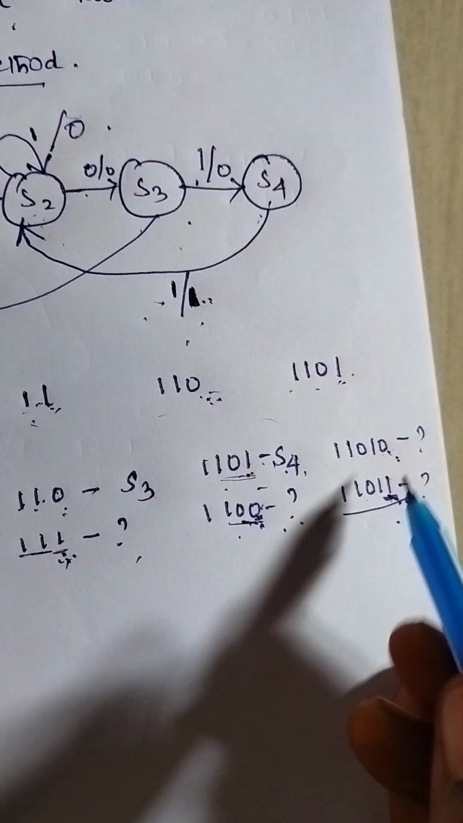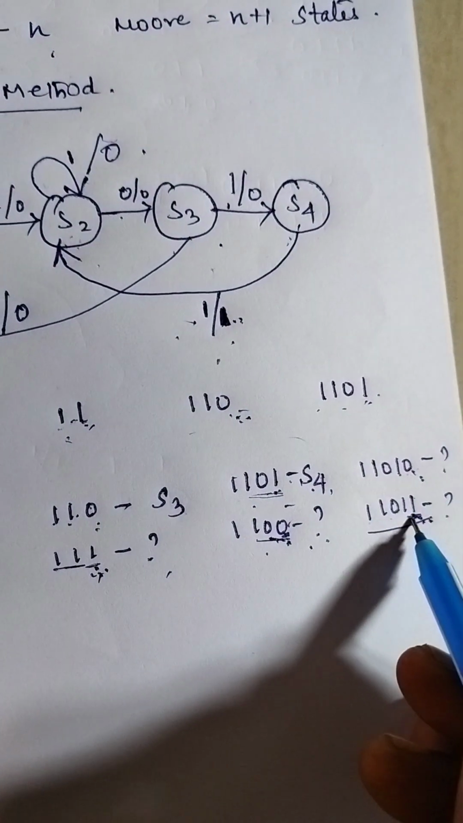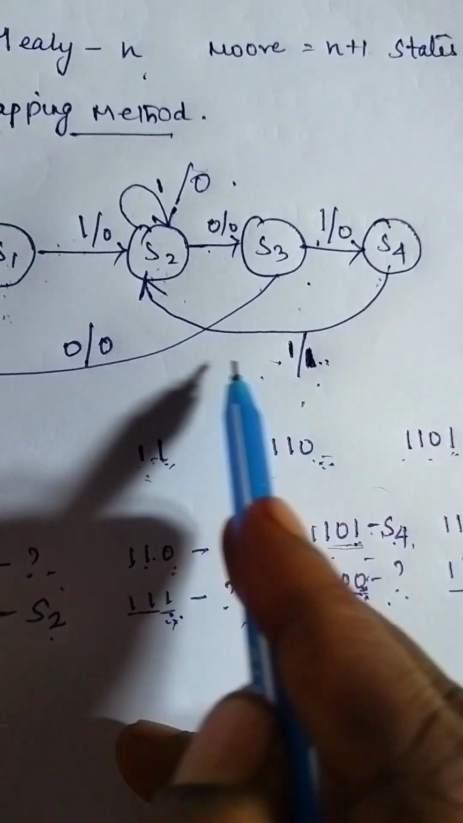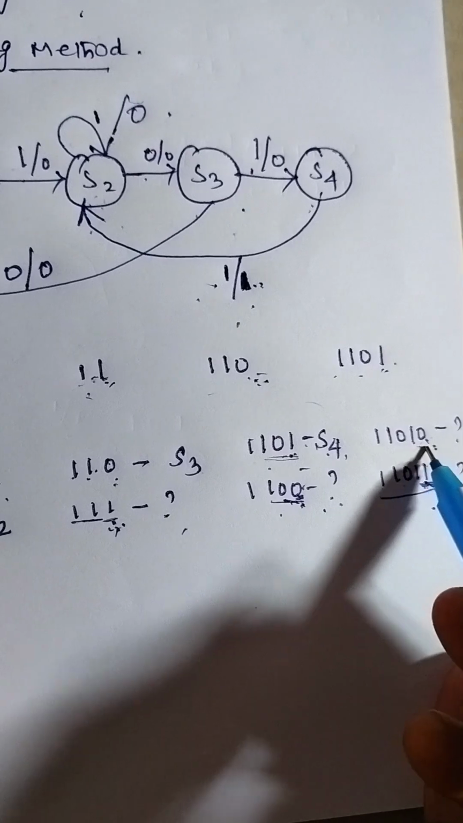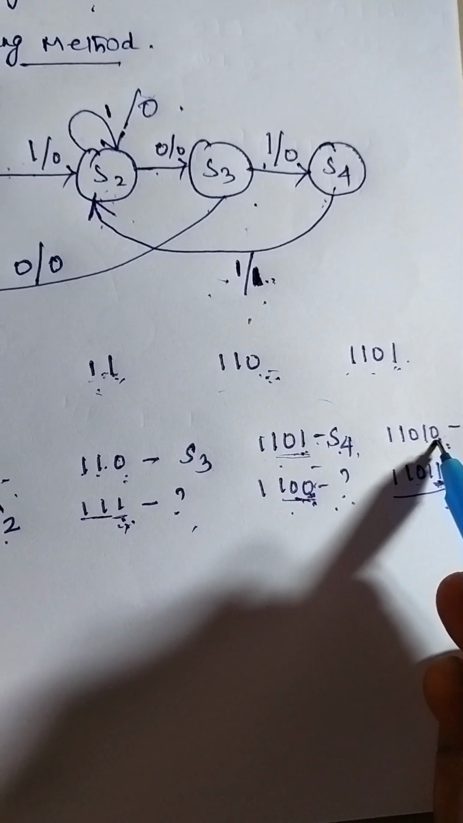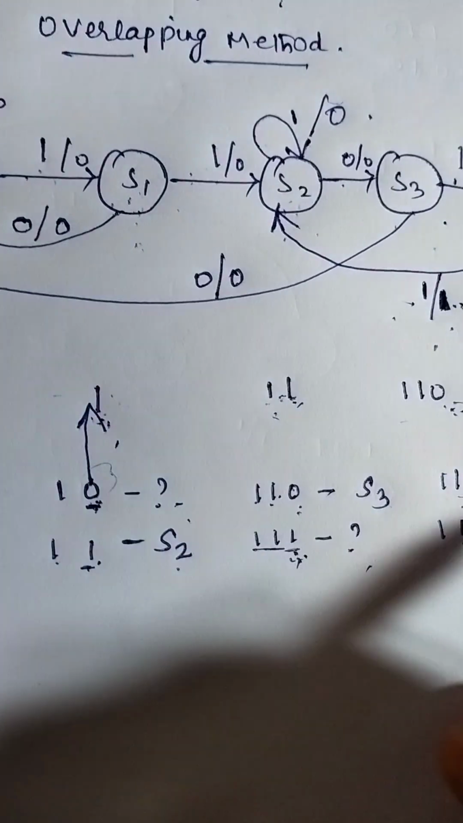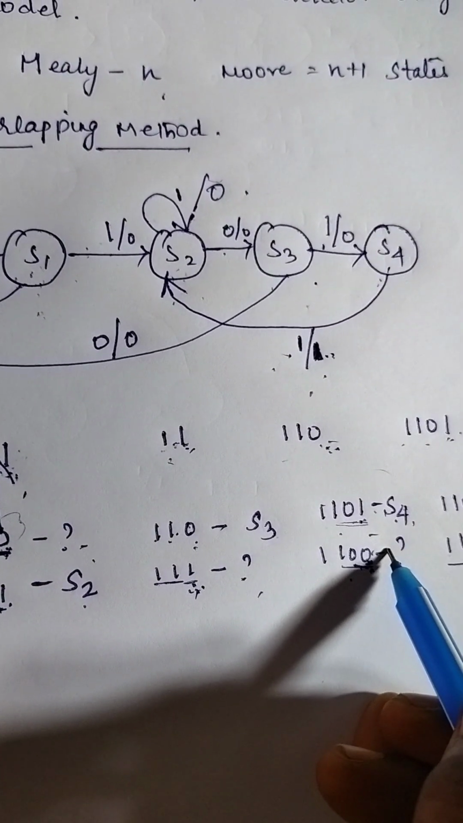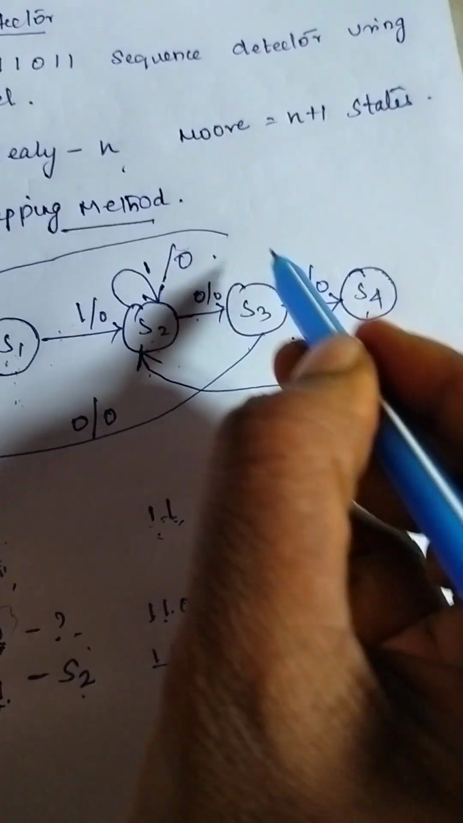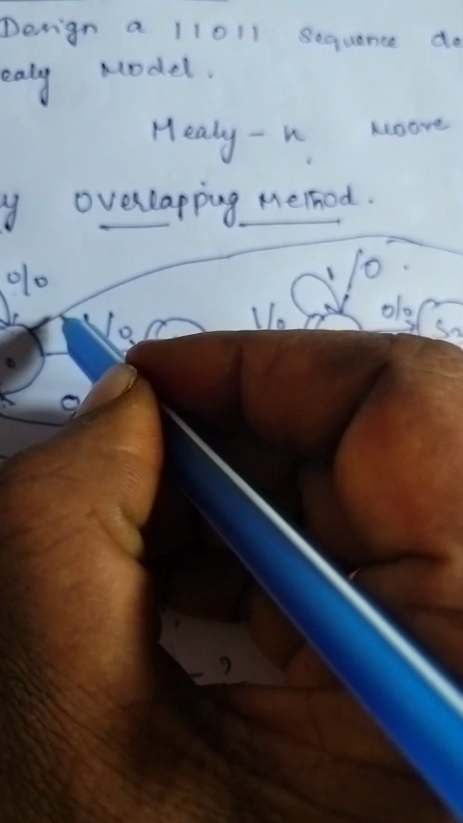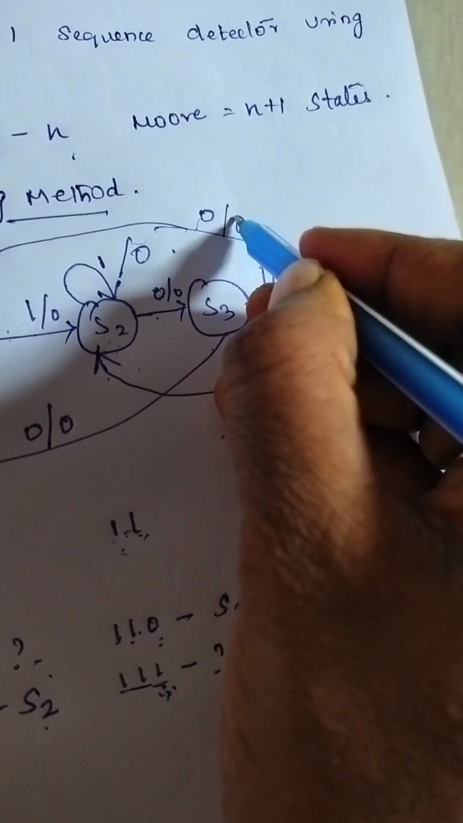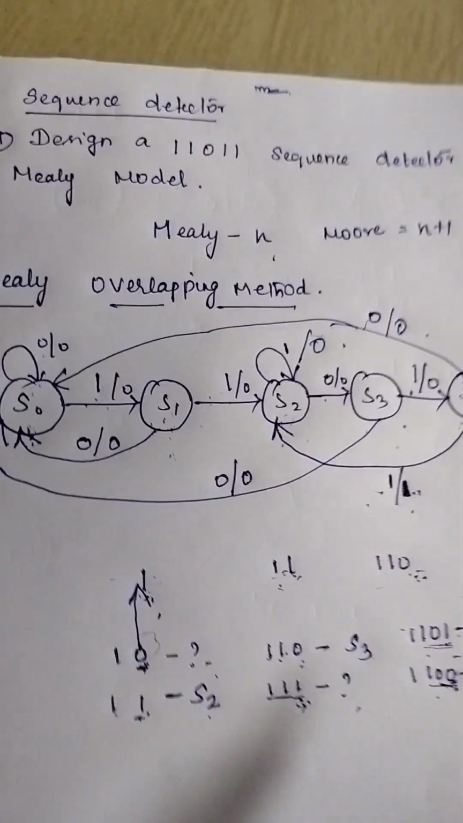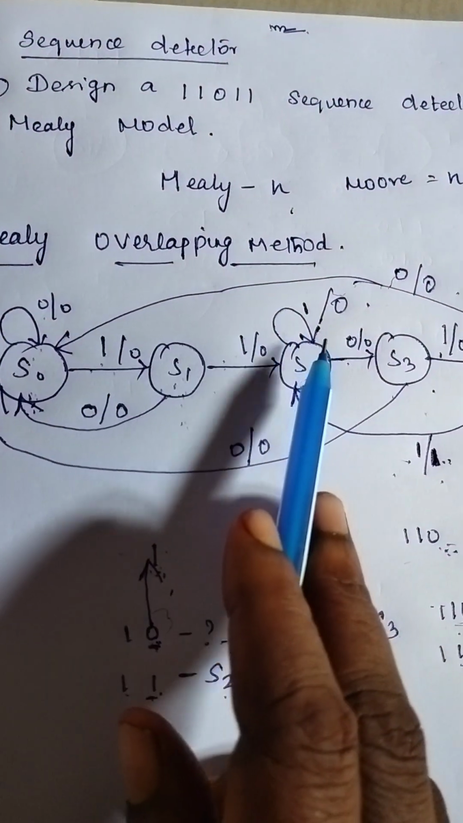Next. What about this one? This is matched with this. So it is moving from S4 to S1. And see here, the 2 bits are also not matching. And take the last bit and compare with this. Again, this is not matching. If it is not matching, what do I have to do? You have to move to the reset state. So when it is moving to the reset state, whenever your input is 0, my output is 0. Right? So this is nothing but your Mealy overlapping method.